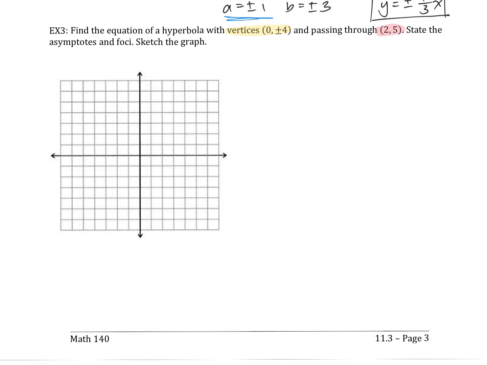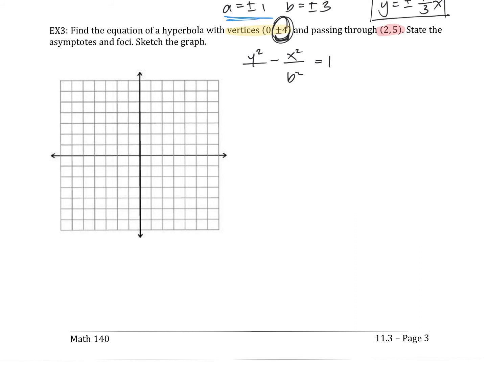Well, the one awesome thing I know about vertices is it tells you if the x is first or the y is first. How do I know? Well, since the value given has the y, or you could say the y is not 0, we know that the y squared value is first. So we have y squared over something minus the x squared value divided by something equal to 1. Then the question is, do I know what the a squared and the b squared values are? I know what the a squared is. That's this value right here. So that's plus or minus 4 squared.